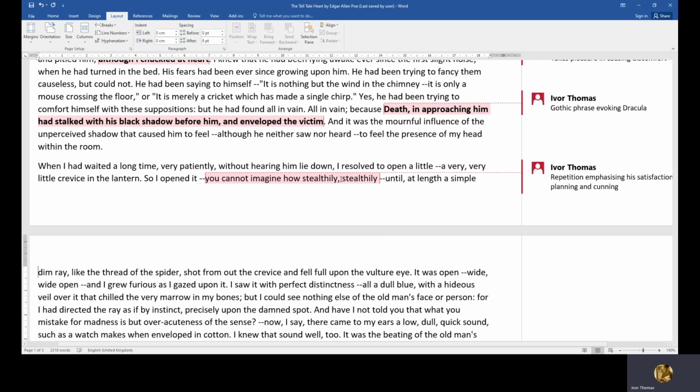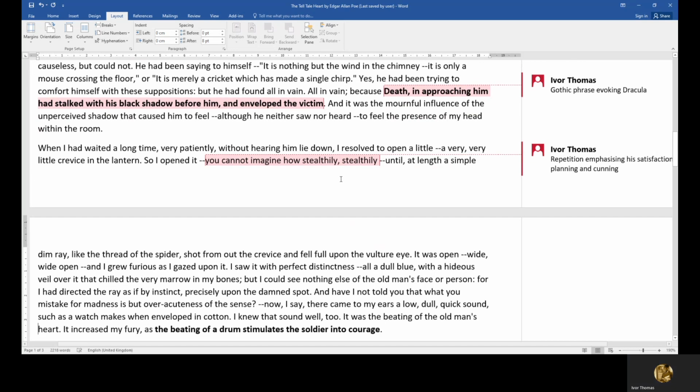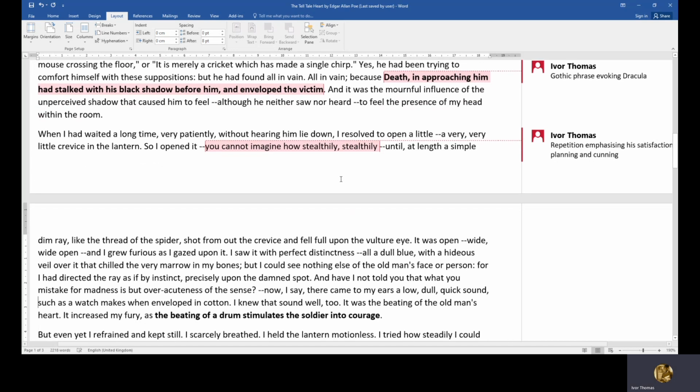A simple dim ray, like the thread of a spider, shot out the crevice and fell upon the vulture eye. It was open, wide open, and I grew furious as I gazed upon it. I saw it with perfect distinctness, all a dull blue, with a hideous veil over it that chilled the very marrow in my bones. But I could see nothing else of the old man's face or person, for I directed the rays by instinct precisely on the damned spot.